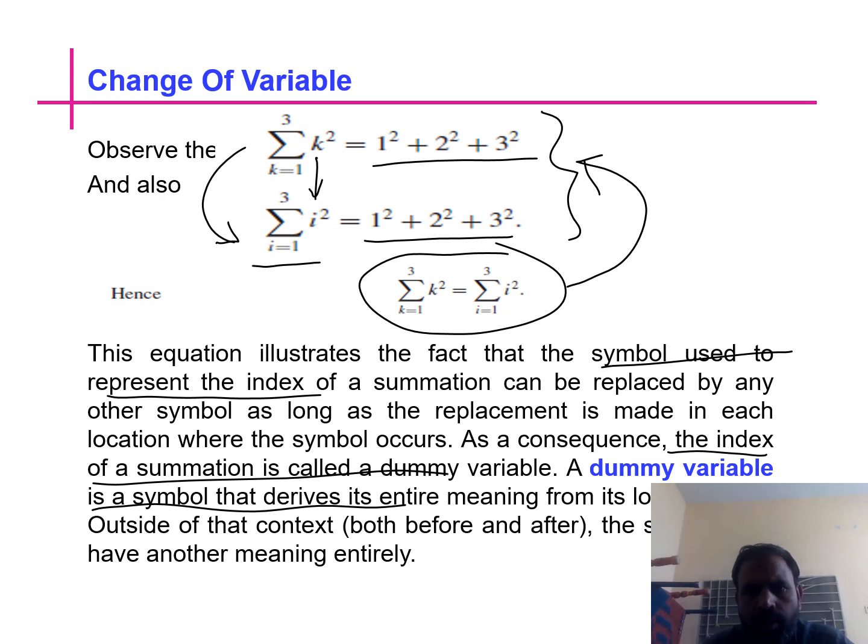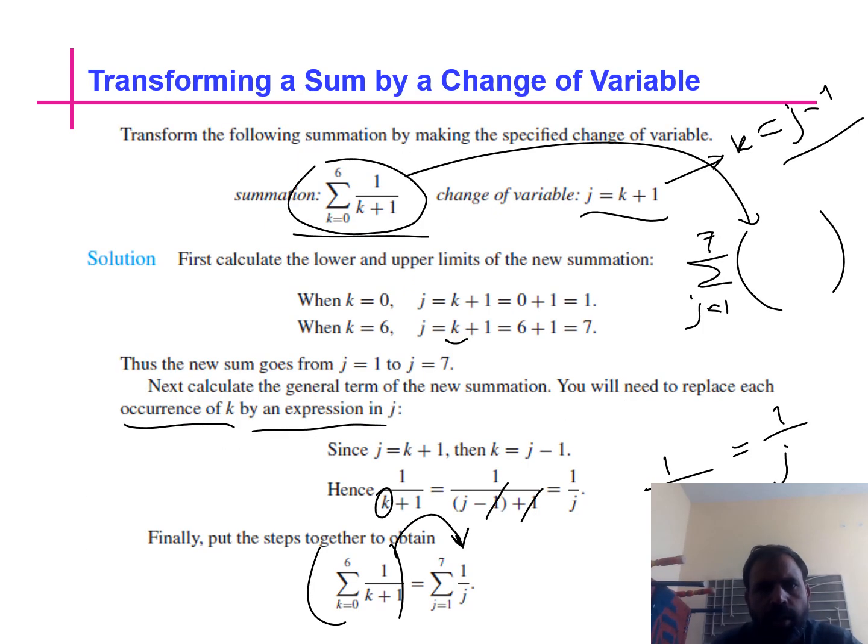The equation illustrates the fact that the symbol used representing the index of summation can be replaced by any other symbol as long as the replacement is made. The index of a summation is called a dummy variable, a symbol which I have already discussed. It's also transforming a sum by a change of a variable. How do we change the sum to a variable?